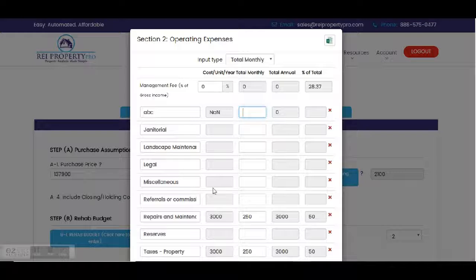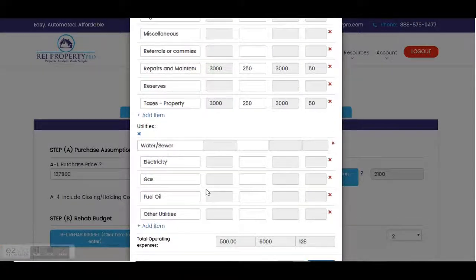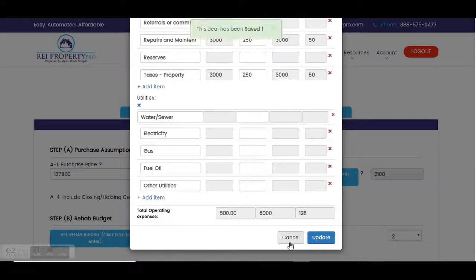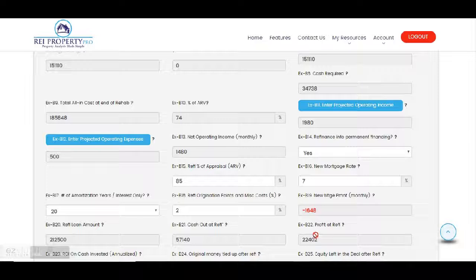Now, once you've entered all of your totals, just review your numbers and we can hit update. Once we've completed our income and expenses, you will have your net operating income. Very important number to know.